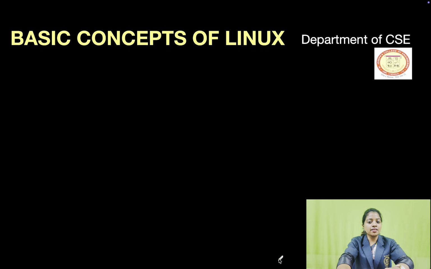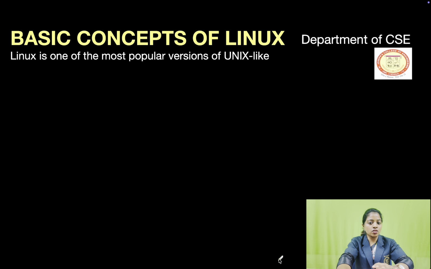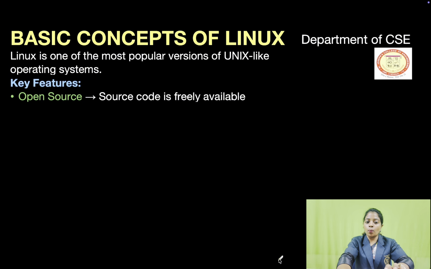And we can see the basic concepts of Linux now. Linux is one of the most popular versions of Unix-like operating systems. As I told earlier, it is a completely free operating system. Let's see the key features of Linux one by one. First one, it is open source. So here the source code is freely available and it is free to use. Anyone can use the Linux OS without any licensing cost.